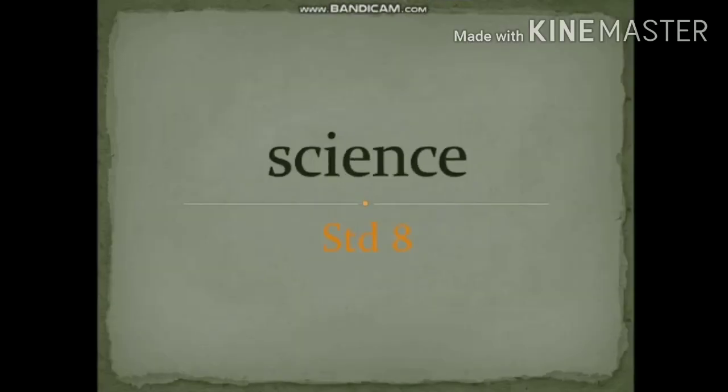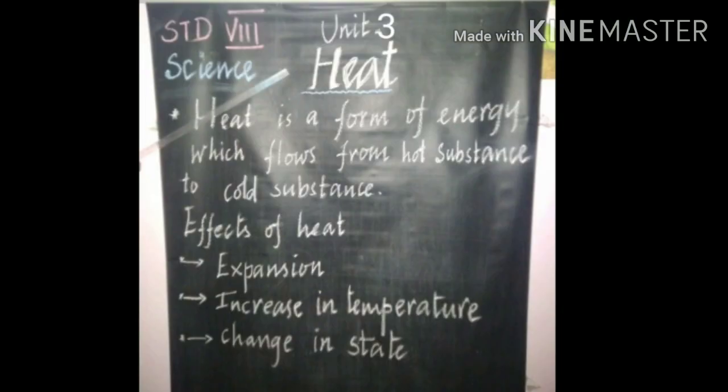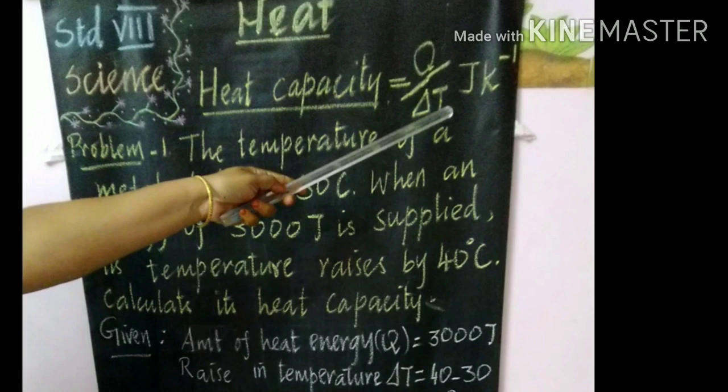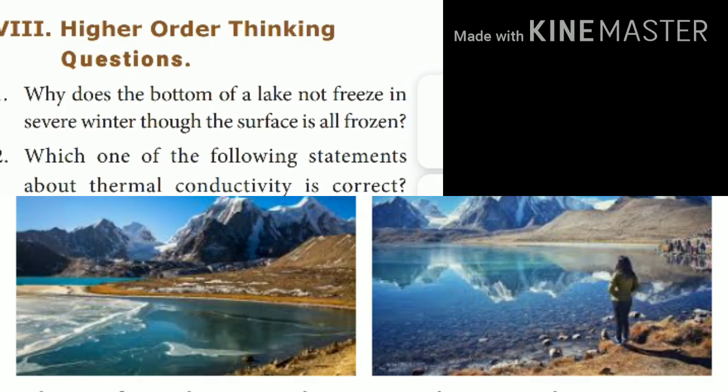Good morning everyone. In our lesson Heat, we learnt about thermal energy and its effects. We also learned how heat gets transferred by three methods. Heat capacity, then specific heat capacity, Q = m × ΔT, joules per kilogram Kelvin. A higher order thinking question.